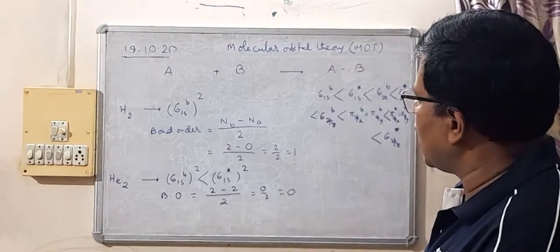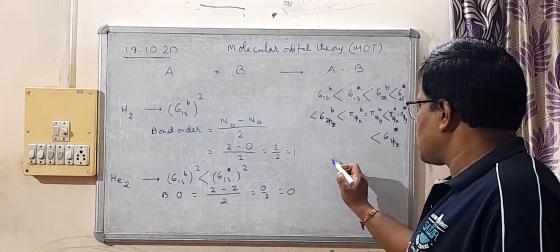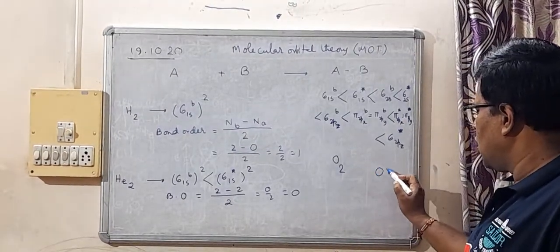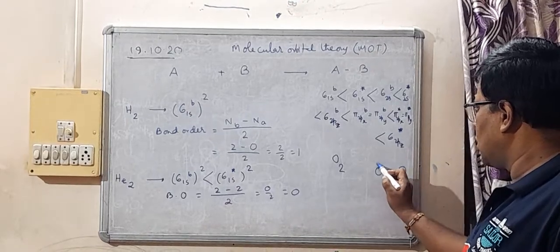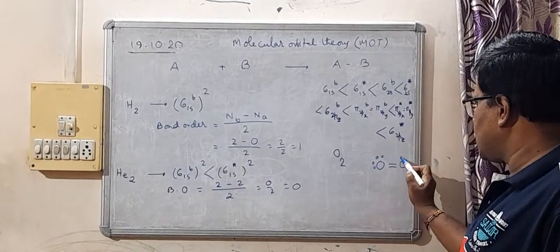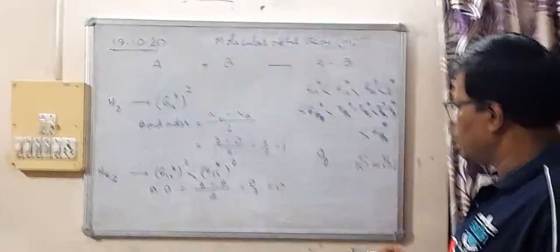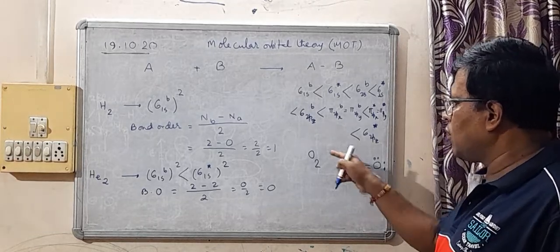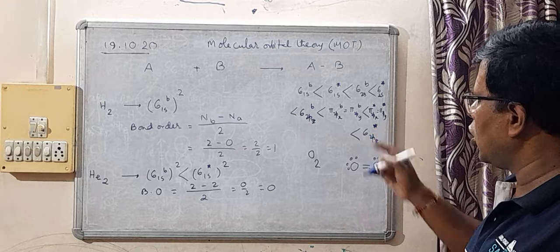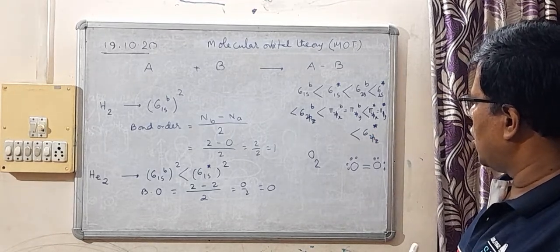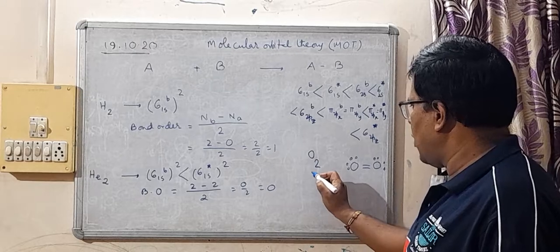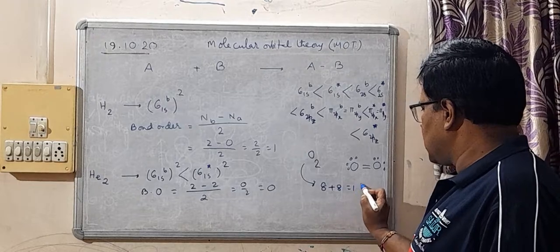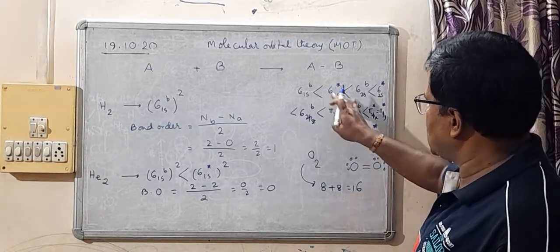Now, one last case I will be giving you here is, say, the oxygen molecule. We know the oxygen molecule according to valence bond theory. According to valence bond theory, it was like this. There is a double bond, 1 sigma, 1 pi. That is what we have got in valence bond theory. Let us see what we get in case of molecular orbital theory. The oxygen molecule will have how many electrons? 8 plus 8, 16 electrons. So we have to arrange these 16 electrons here.